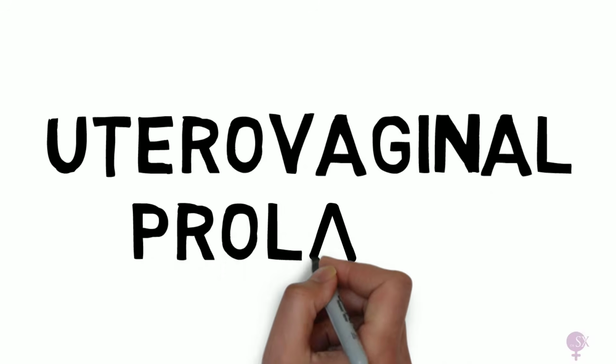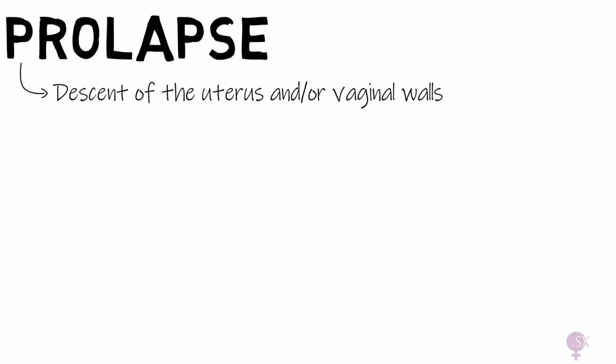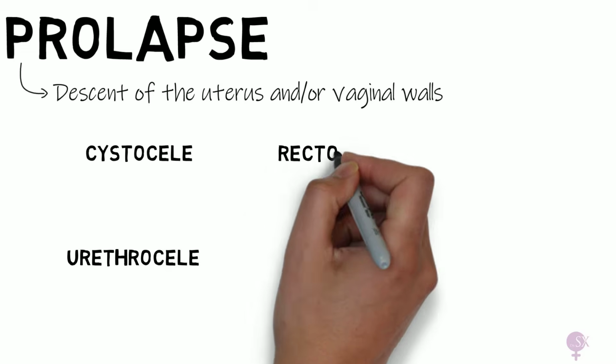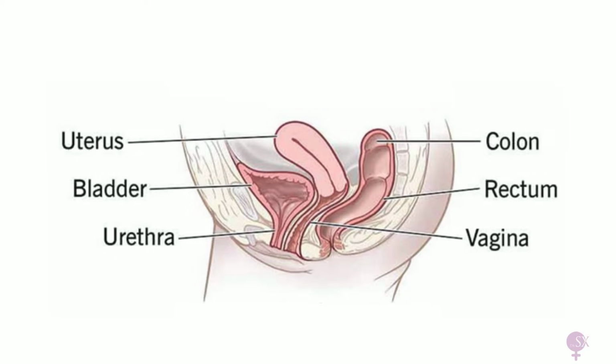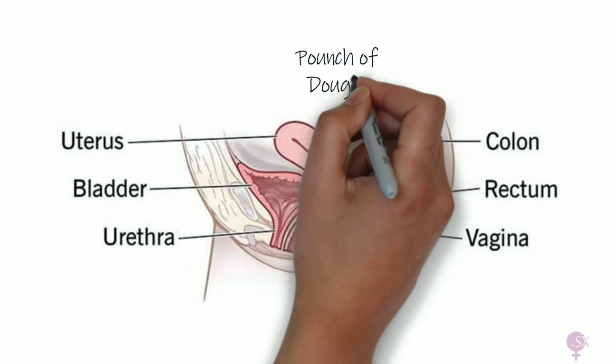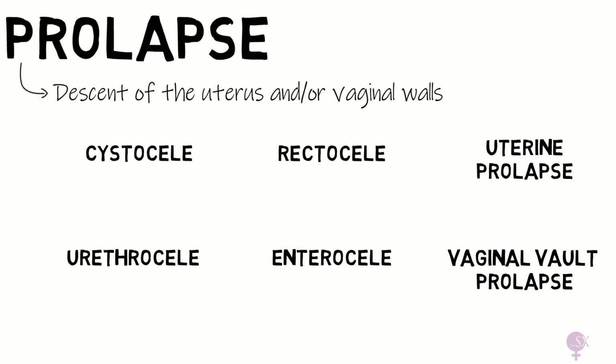Uterovaginal prolapse, or prolapse for short, refers to the descent of the uterus and/or vaginal walls due to weakness in the pelvic floor. So we've got different types of prolapses, but to understand what these are, we first need to have a look at the normal pelvic anatomy. So here we've got the bladder, the uterus, and the vagina, with its anterior wall and posterior wall, the colon and rectum, and this space over here between the uterus and rectum is called the pouch of Douglas, or the recto-uterine space. Great, so now let's look at the different types of prolapses.